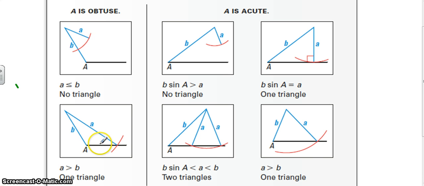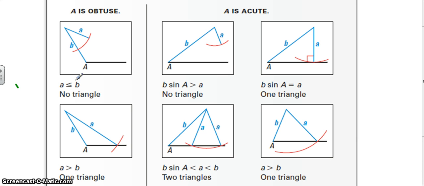The other thing that can happen is that A is greater than B, in which case you have your angle A, you have side B, and side A would come down in exactly one place. So that would make one triangle. If A was equal to B, you also would not have a triangle, because if A is exactly the same size as B, it would come down right here and you wouldn't have a triangle. You would just have a segment laying on top of itself, so there would be no triangle.